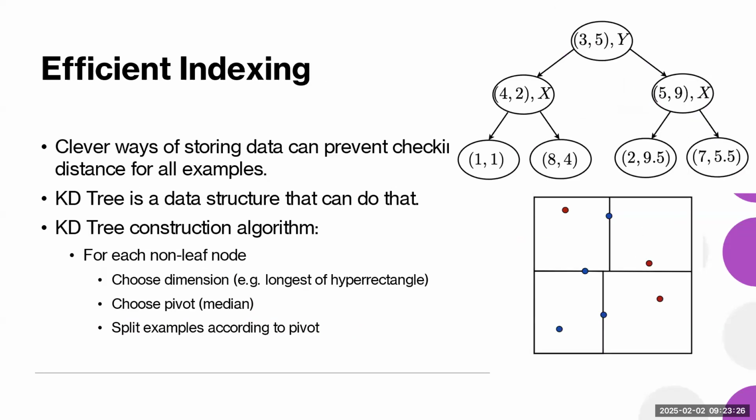Another one is efficient indexing. We want to find a clever way to store the data so that we don't have to check the distance to every example. For example, if I have a new point, I don't want to compare it to every point to know which one would be the closest. One way to do this is to use a KD tree.